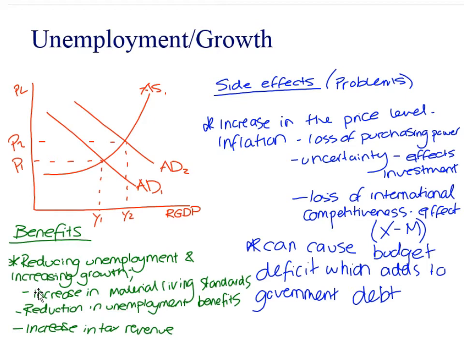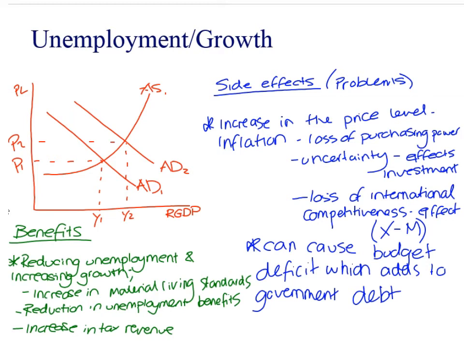You should be able to spend those on things that produce positive externalities and merit goods. But there are some side effects with all of these policies. So you do get a bit of inflation. Here we have a rise in the price level, so we've got inflation. So why is inflation bad? Well, you lose purchasing power, there's uncertainty, so it could affect investment in the future, and you get a loss of international competitiveness, so it might affect the X minus M.